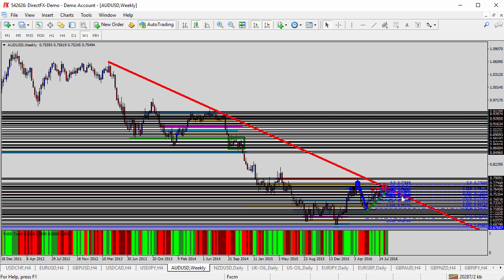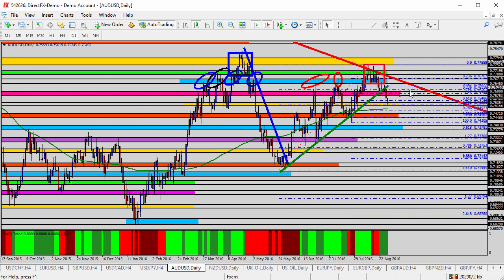So the question is, is it now returning back in the direction of the longer-term trend? The daily time frame could suggest that since we've found resistance.